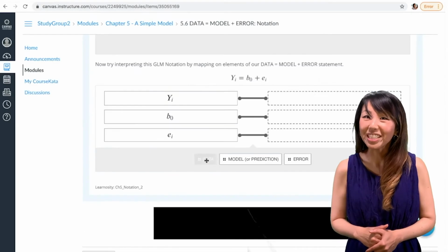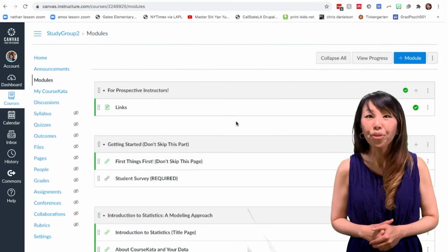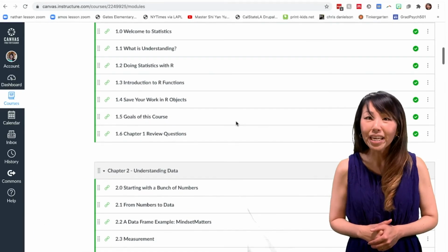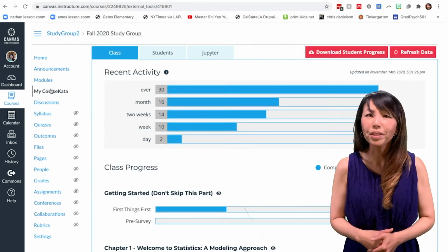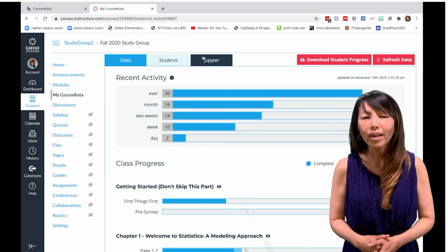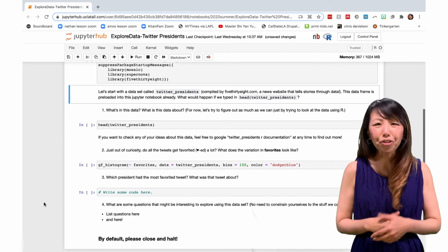Although you could preview the textbook at CourseKata.org, many of your students will access the course through their learning management system. For example, Canvas. Many of the teachers that use CourseKata in their classrooms assign the textbook pages as homework. So what do they do in class? They use Jupyter notebooks. What's a Jupyter notebook?